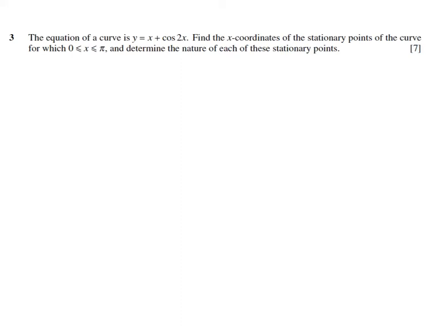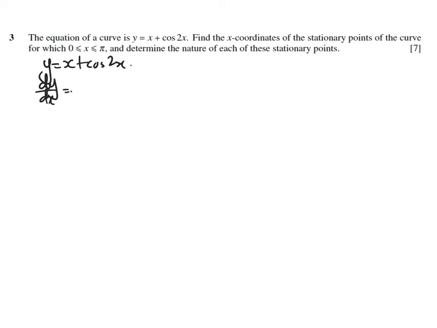The equation of a curve is y equals x plus cos 2x. Find the x coordinates of the stationary points of the curve for which x is between 0 and pi, and determine the nature of each of these stationary points. Okay, first thing, y is given as x plus cos 2x. To find the stationary points we need to differentiate, so find dy over dx.